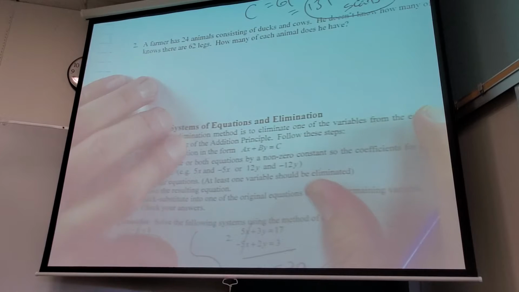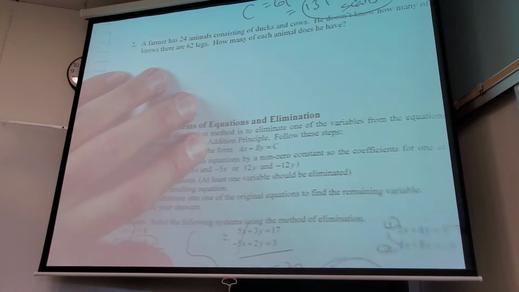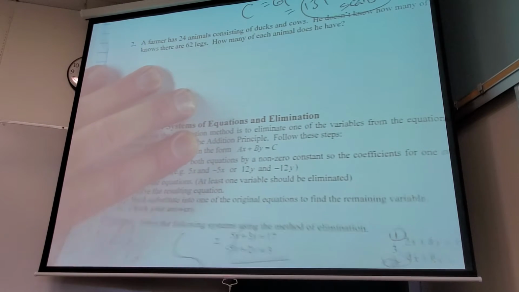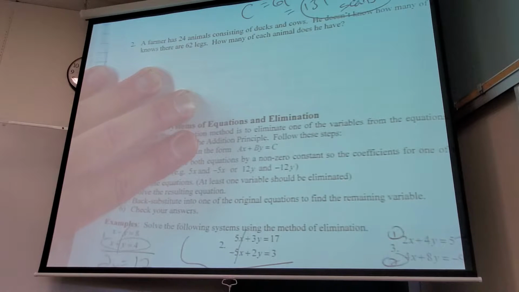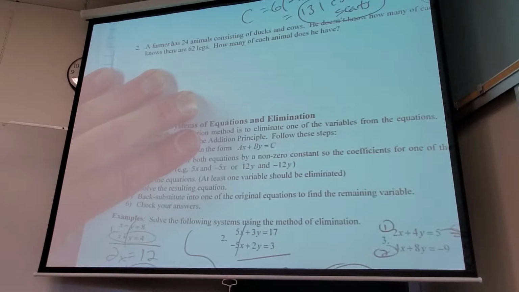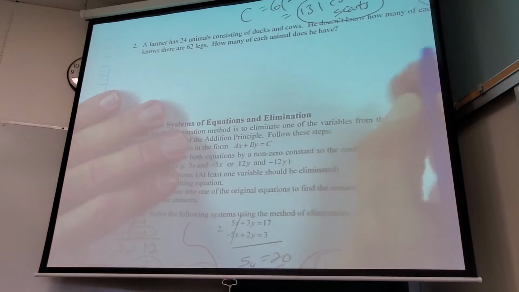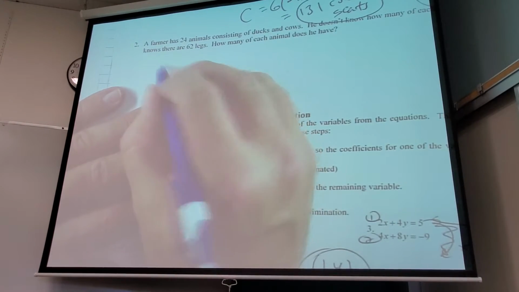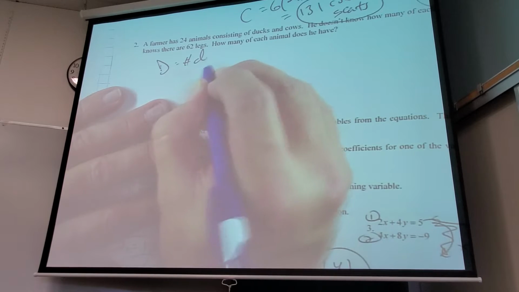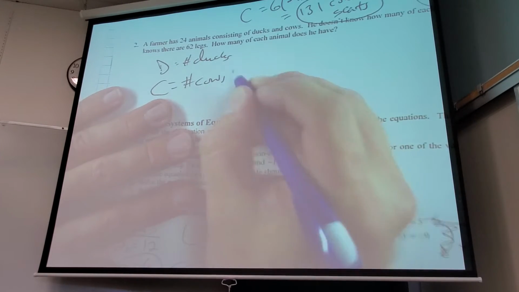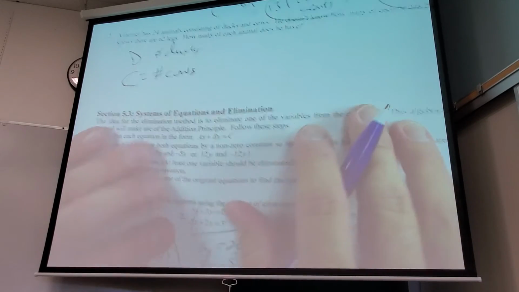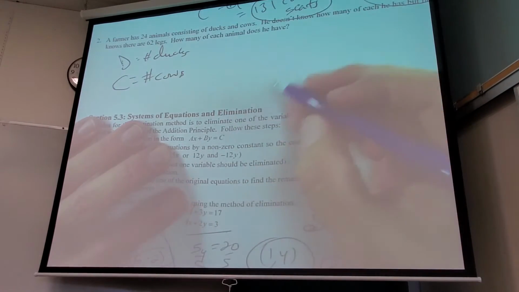Okay. What do my variables represent? Ducks and cows. What about them? The number of, right? So D is the number of ducks. C is the number of cows. You could use M for meat cows and Q for quack ducks.